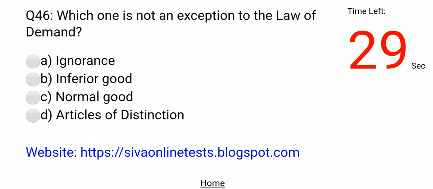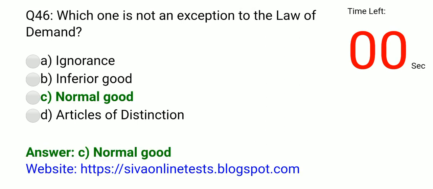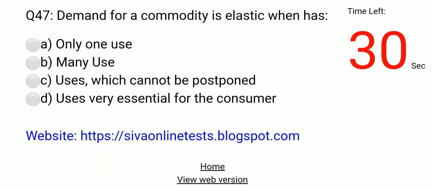Question 46. Which one is not an exception to the law of demand? Options. A. Ignorance. B. Inferior good. C. Normal good. D. Articles of distinction. Answer. C. Normal good.